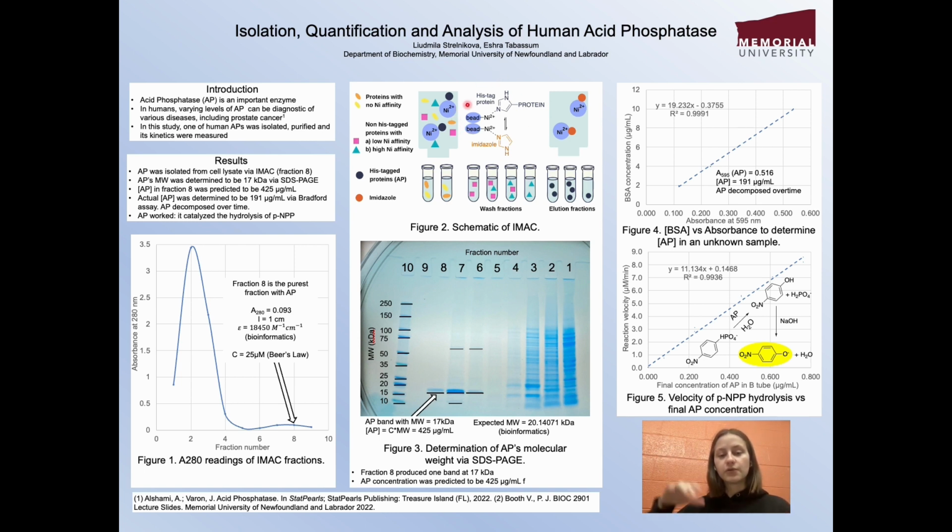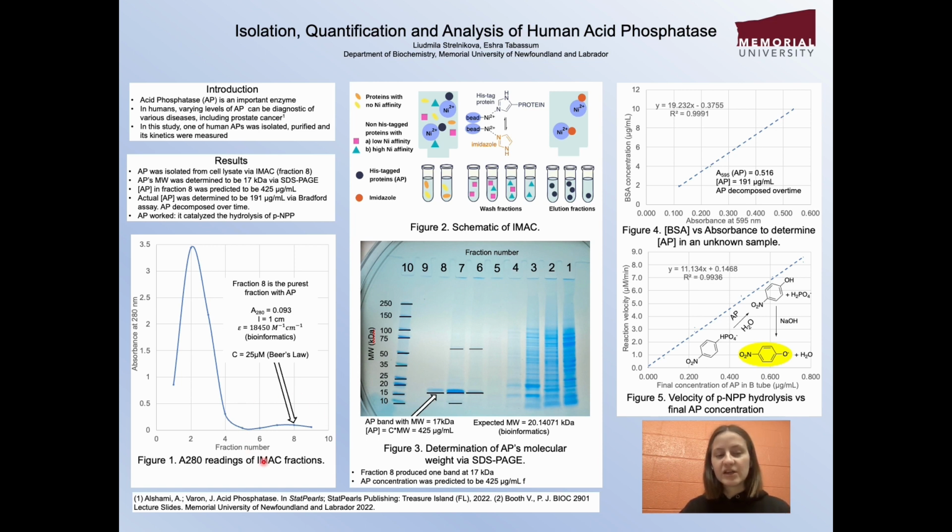So as we go through our several wash steps, all of the proteins that have no affinity or have very low affinity for nickel basically get washed away. And in the final elution step, we introduce something that's called imidazole, and it competitively replaces our acid phosphatase, and our acid phosphatase washes through and we can actually collect it in our elution fractions. So during IMAC, we collected 9 fractions, and then we measured them all with a spectrophotometer.